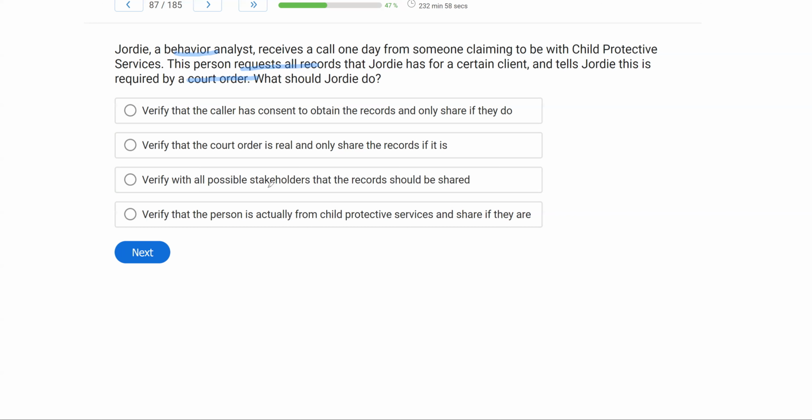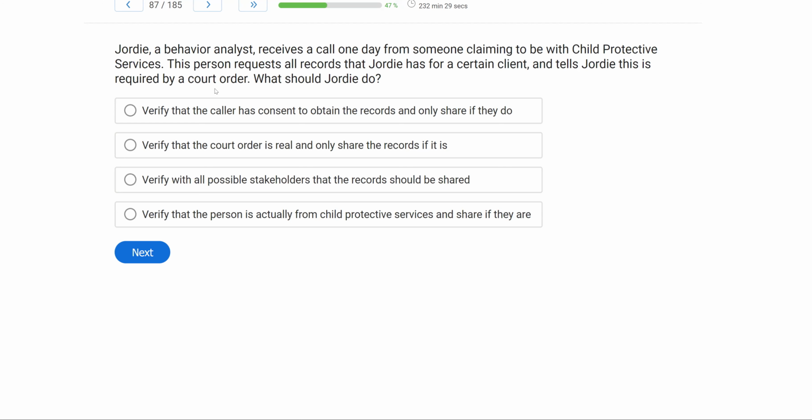In addition, again, it's irrelevant. All that matters in this case is that court order. And then D, verify that the person is actually from Child Protective Services and share if they are. Well, they might be from Child Protective Services, but without a court order, that doesn't make a difference. What matters in this question is the idea that there's a court order requiring Jordy to give the records. Nothing else matters after that.